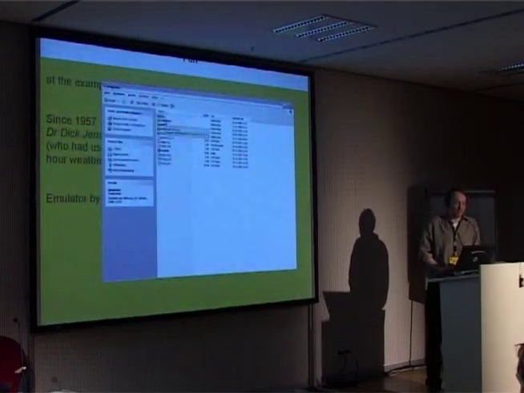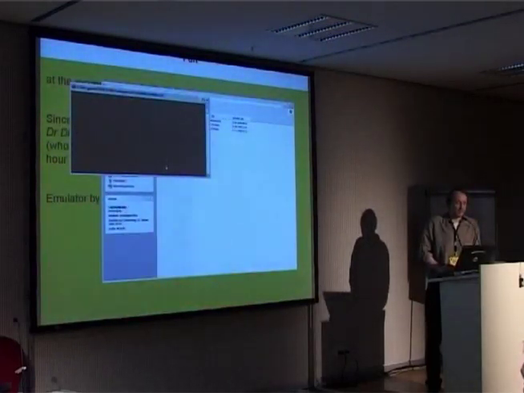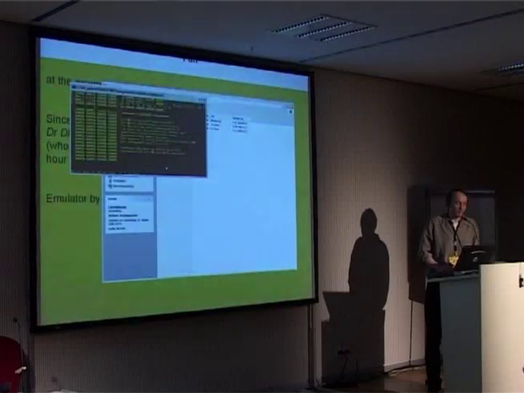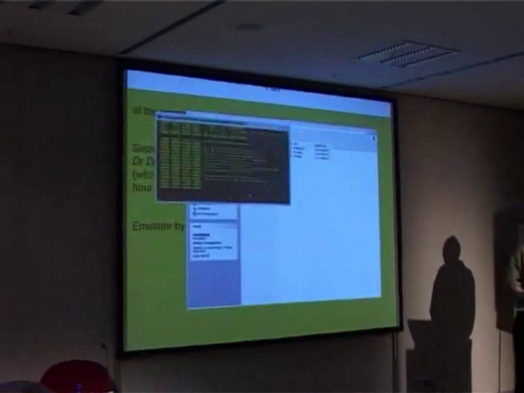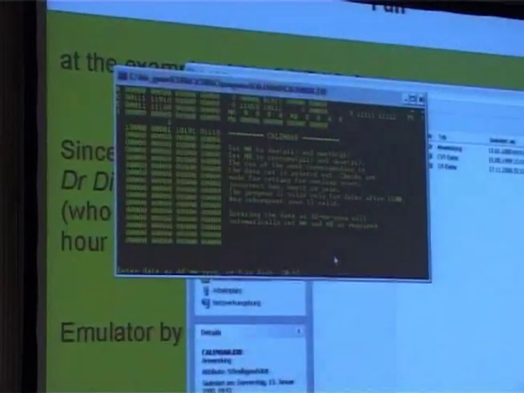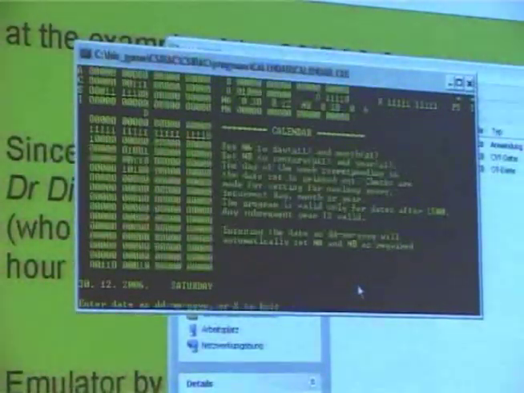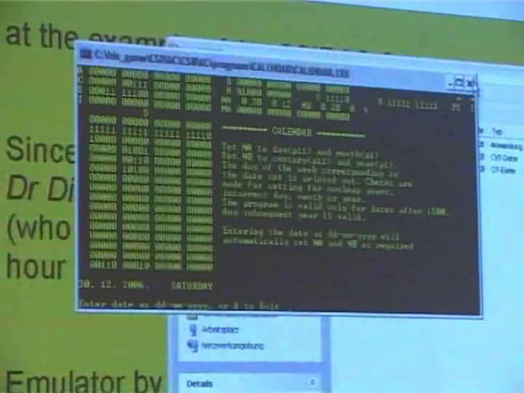Maybe we start with a little one. It's a calendar. It's not really a game, but it's fun. We have today the 13th. I just entered 12/5/106, and as we can see, Saturday. So it works.